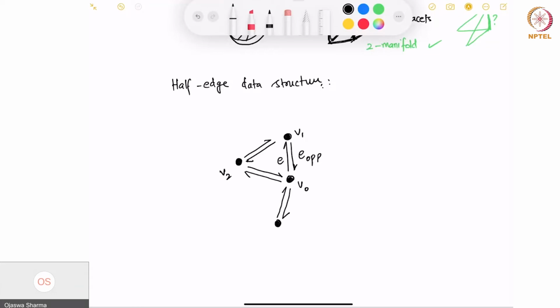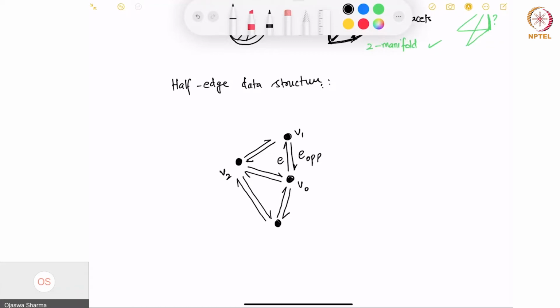And anytime you have a question, please do not hesitate, ask. Okay, so every face is then defined by a cyclic collection of edges.